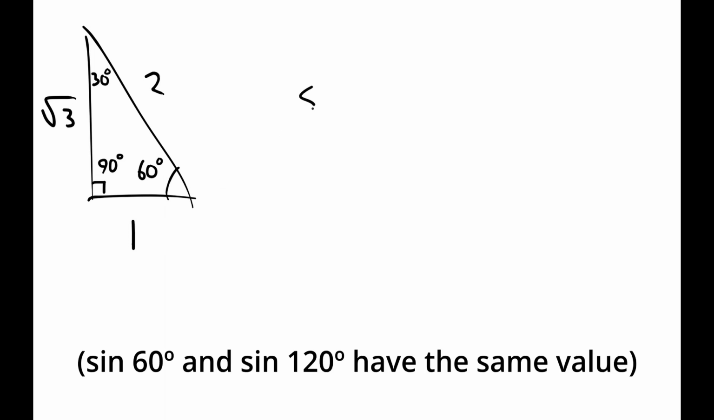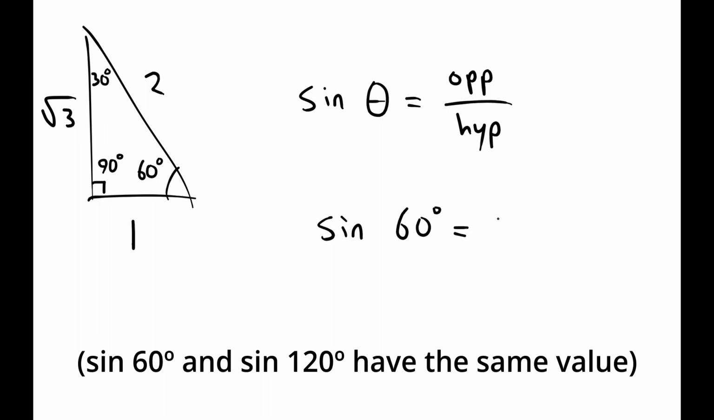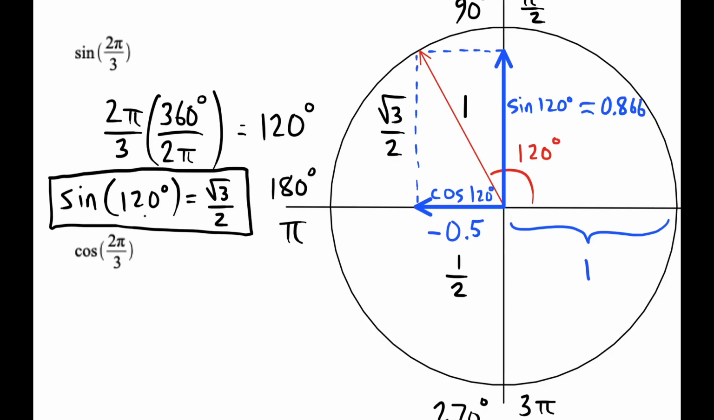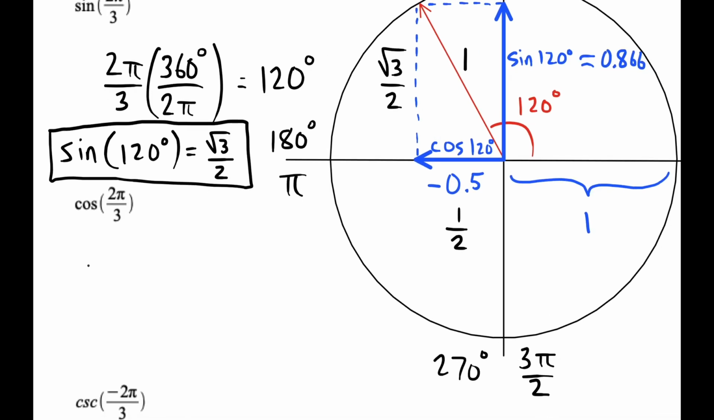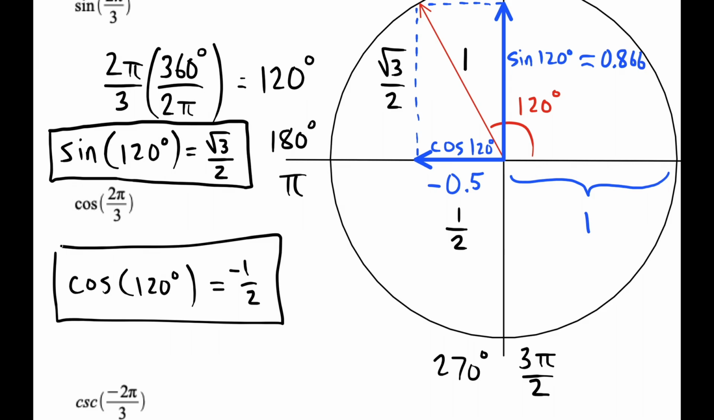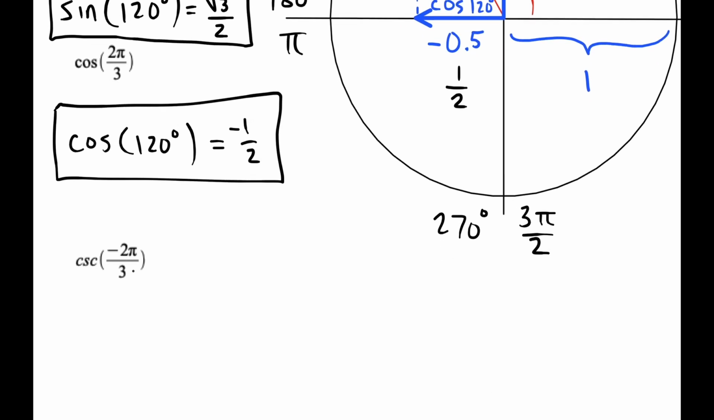So if we were to use the idea that sine of theta is defined as the opposite leg over the hypotenuse, we could say that the sine of 60 is radical 3 over 2. Okay, so that answers the first two questions. Now let's answer this question.